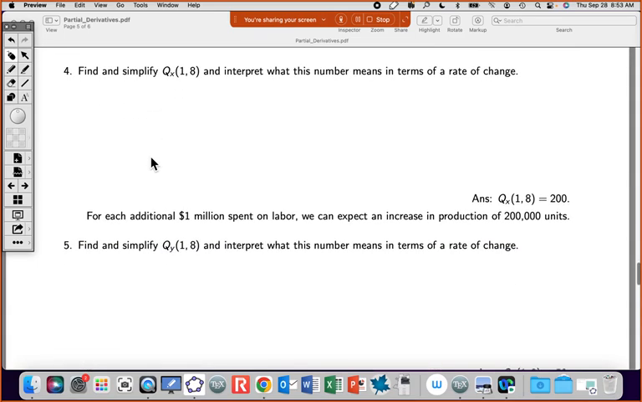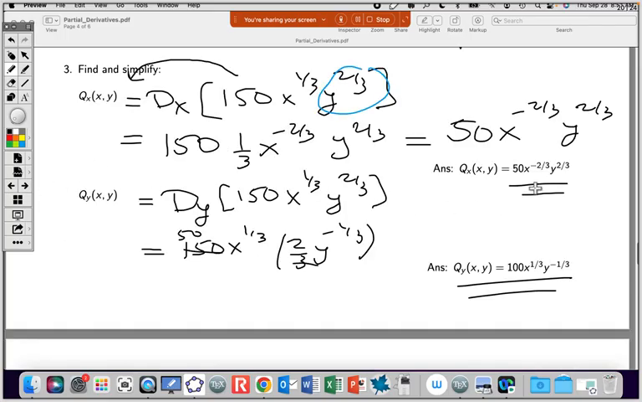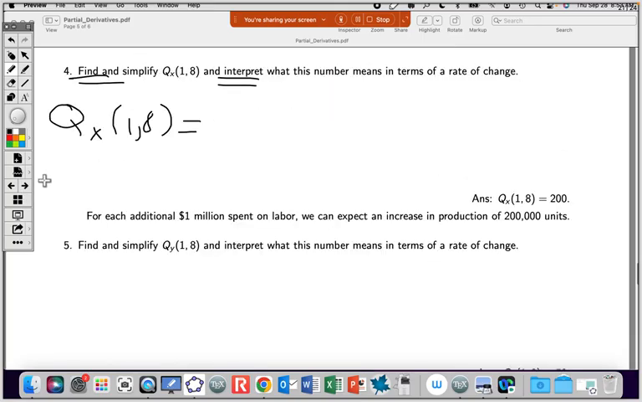Find and simplify qx at 1, 8 and interpret what this means in a rate of change. So there's a find part and an interpret. Find means to get the number. So to get the number qx at 1, 8, all that means is everywhere we see an x, we plug in a 1. Everywhere we see a y, we plug in an 8. So this would be 50 times 1 to the minus 2/3 power times 8 to the 2/3 power.